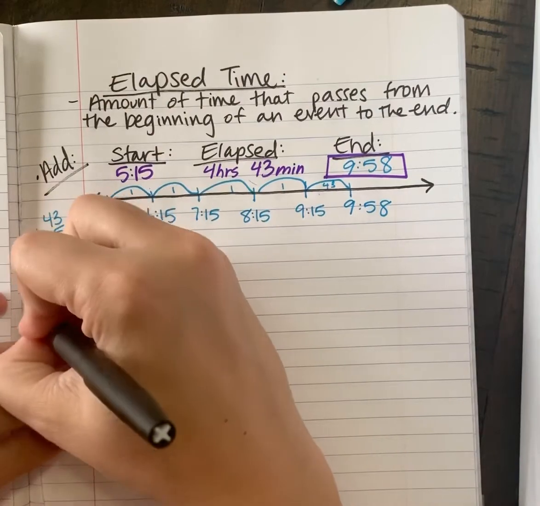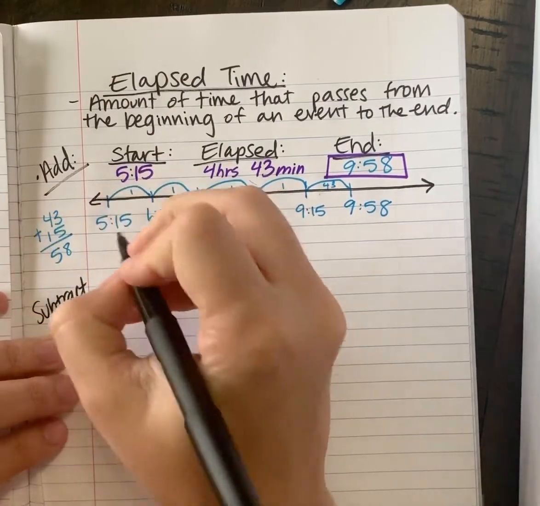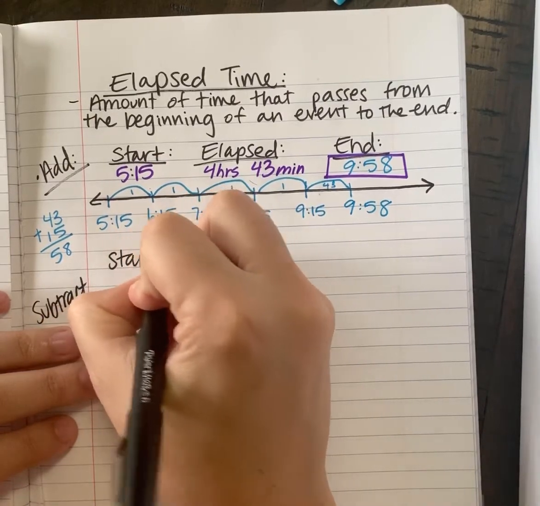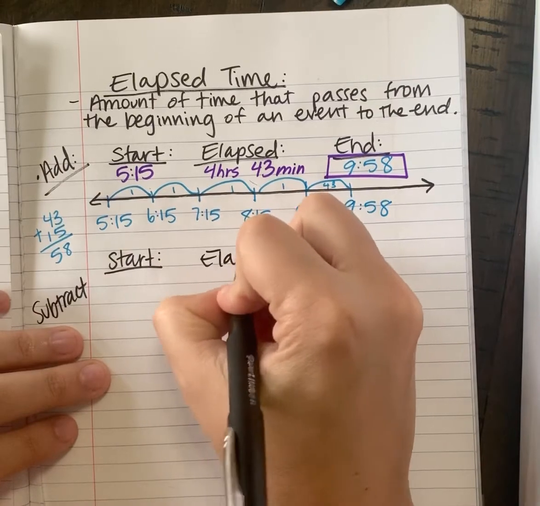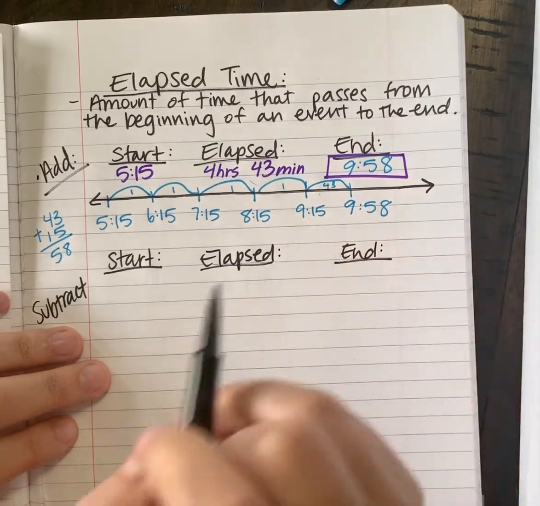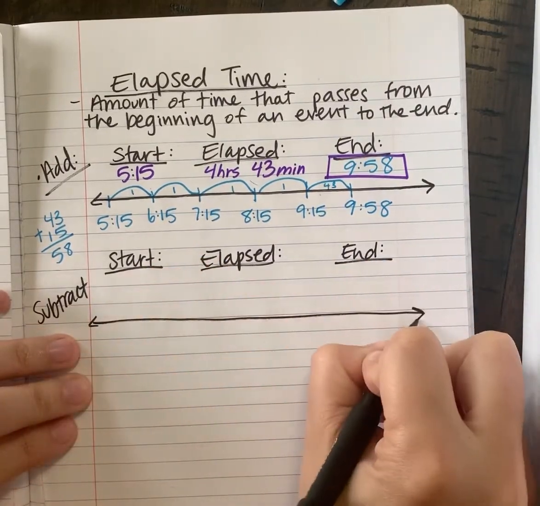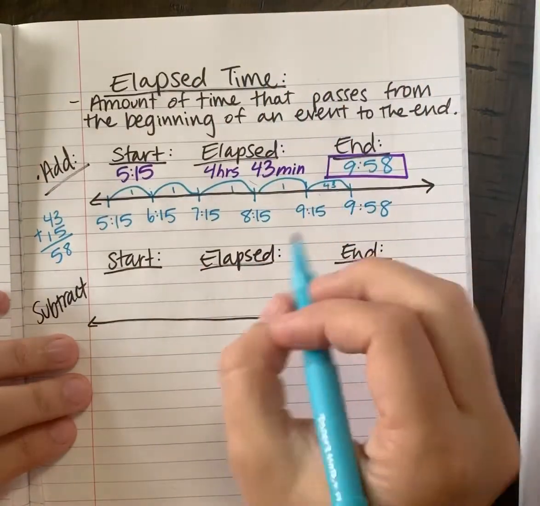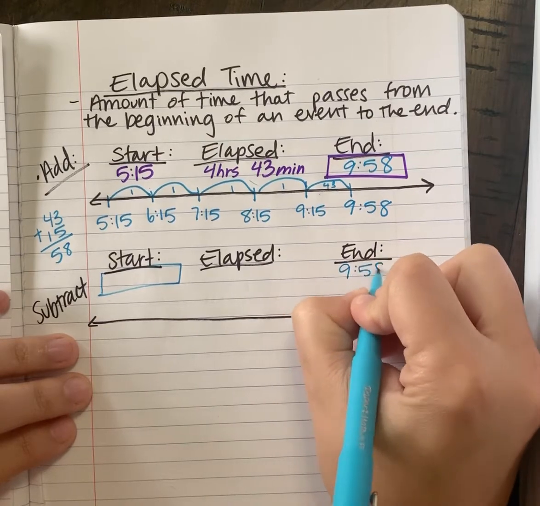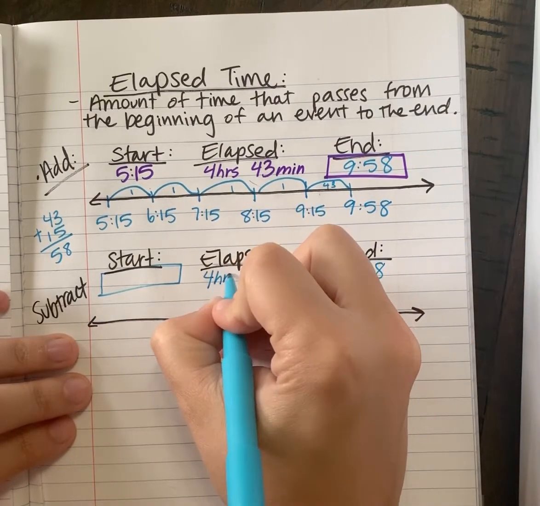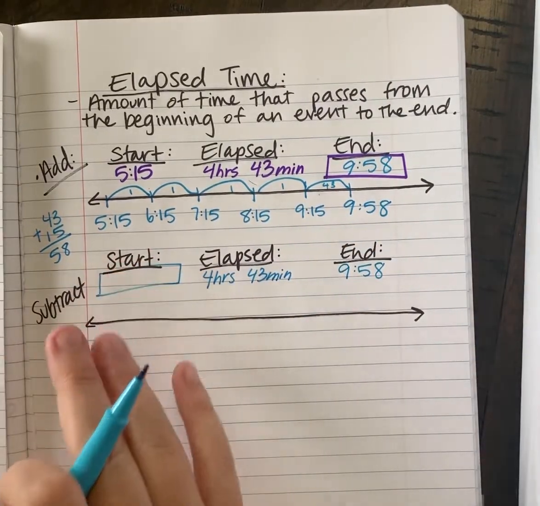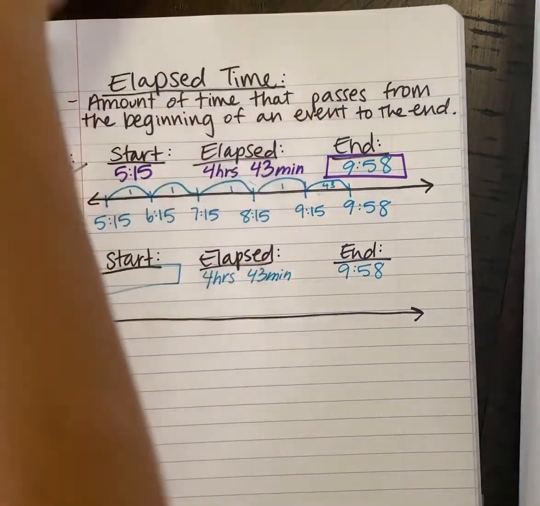Whenever you would subtract time, I will show you next. In this case, we don't know the start time. That is our missing information. Here's our elapsed time and then our end time. They have already told us the end time and the elapsed time, so we're trying to figure out the start time. It ended at 9:58. Our elapsed time was 4 hours, 43 minutes. And we don't know when we started. So in this case, we're going to have to work backwards.